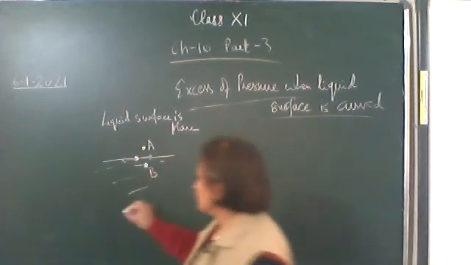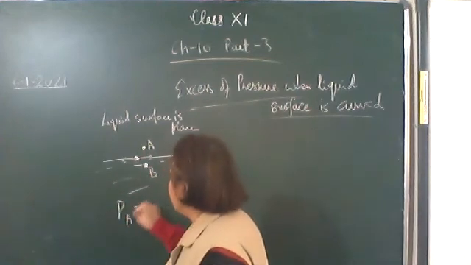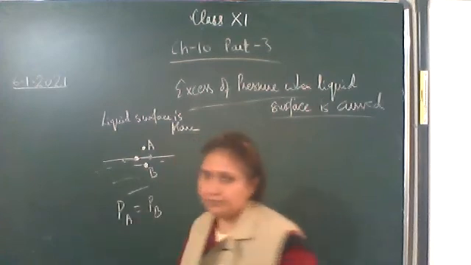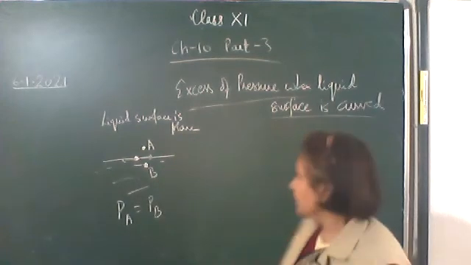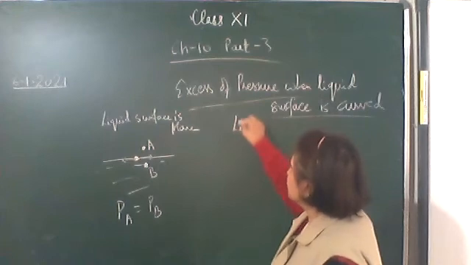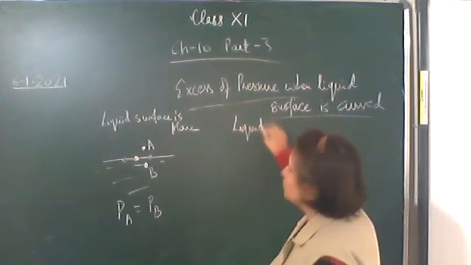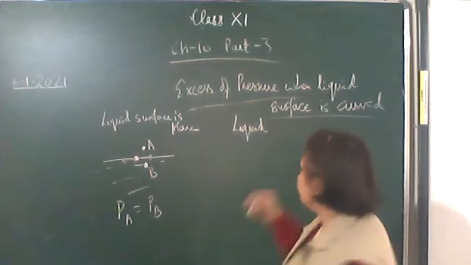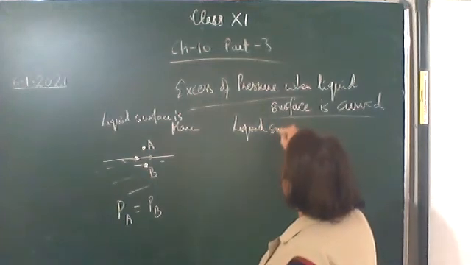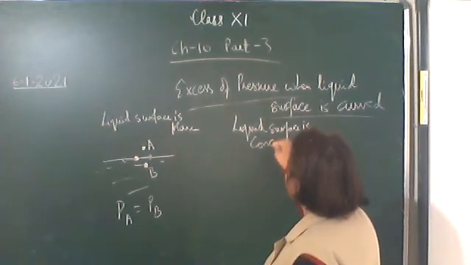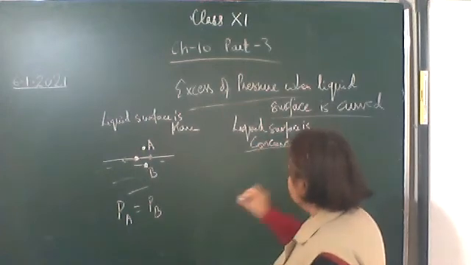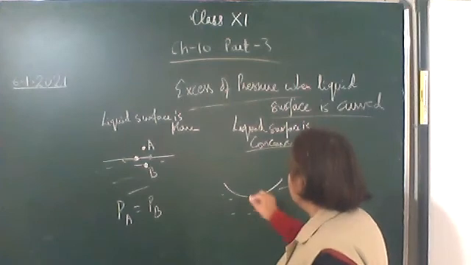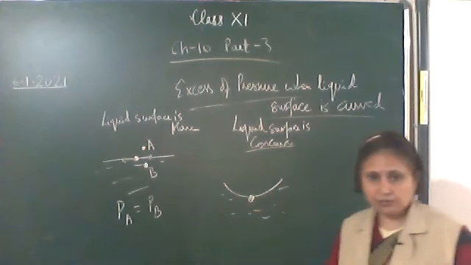Okay, so no excess of pressure. Pressure at point A will be equal to pressure at point B. No excess of pressure. Okay, now if the liquid surface is concave in shape. Some of the liquids take a concave meniscus. Again we consider one molecule.